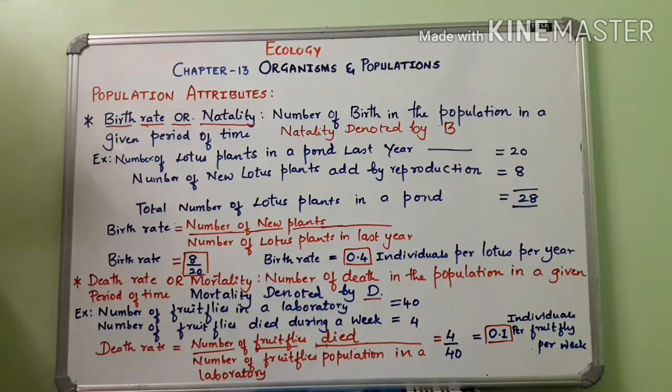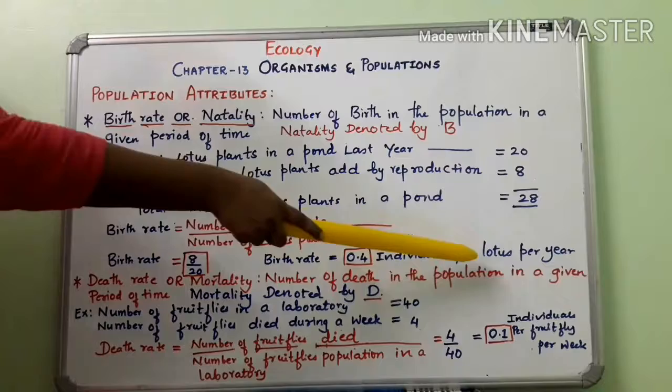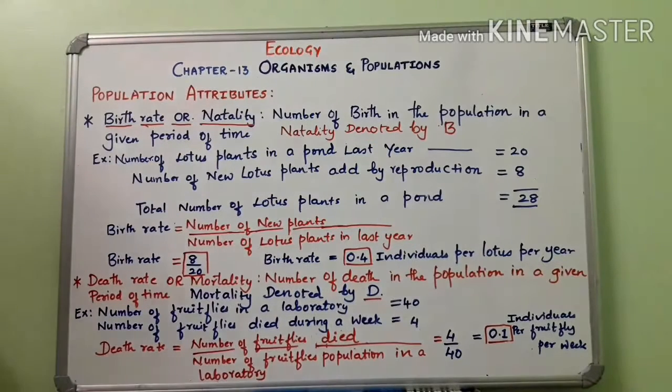Then we can calculate by dividing the number of new plants by the number of lotus plants last year. That is 8 divided by 20. The birth rate will be 0.4 individuals per lotus per year. So 0.4 new plants are developed by a single lotus, individual per lotus per year. So one lotus plant is giving birth to new plants, that is 0.4 individual per lotus per year. There is a development of new plants.